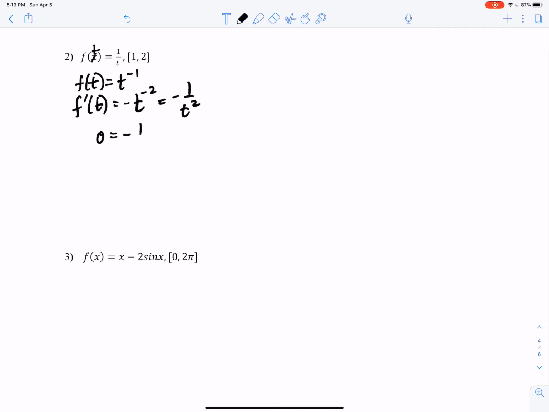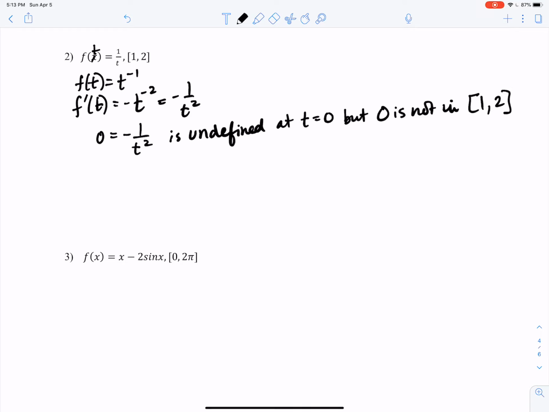So 0 equals negative 1 over t squared. Well, this function is undefined at t equals 0. But we'll notice that 0 is not in the interval we're given, right? It is not in 1, 2. So this has no relative extremum.